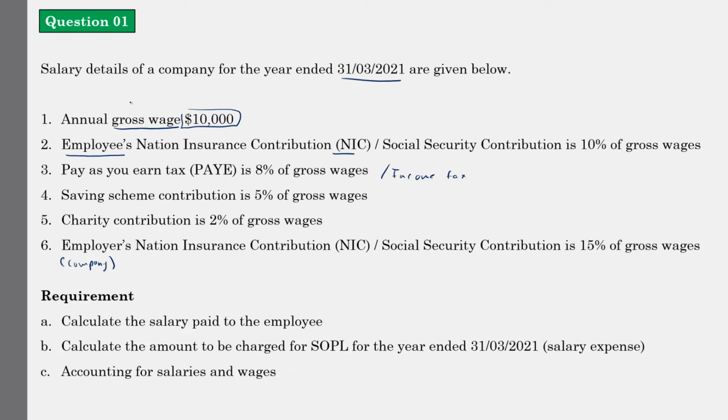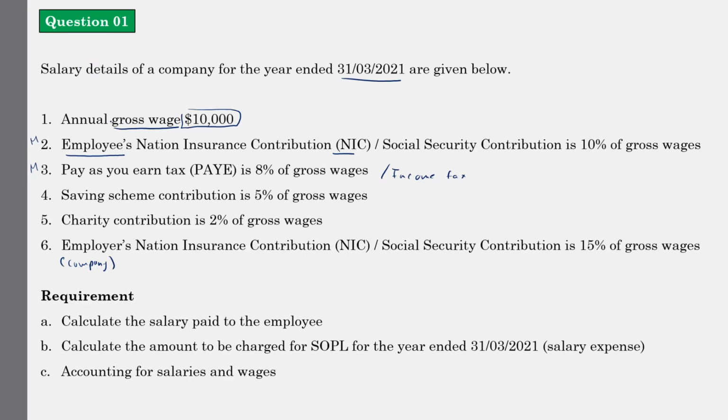We have discussed, your gross wage is the salary, the amount before doing any kind of reduction. How much is that? 10,000 US dollars. From the gross wage, you have to understand, there are certain mandatory reductions and certain voluntary reductions. If you ask me what the mandatory reductions are out of these points that I have given to you, employee national insurance contribution is a mandatory reduction, pay tax is a mandatory reduction. So these two are mandatory reductions. So let's do the mandatory reductions first.